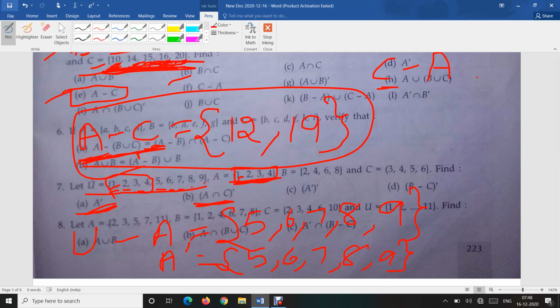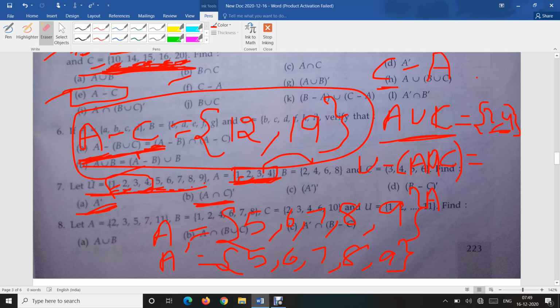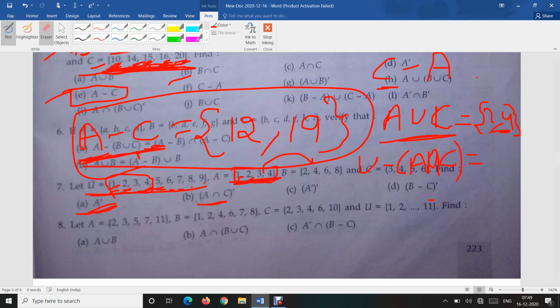Similarly, if you want to find A intersection C complement, then first of all you have to find A intersection C. That means common elements in set A and set C, and that will be equal to 2 and 4. Only 2 and 4. Now you have to subtract this A intersection C from the universal set. That means (A intersection C) complement is equal to universal set minus the A intersection C set. 2 and 4 are the common elements, so we will remove them. Now you are left with 1, 3, 5, 6, 7, 8 and 9. So this will be the answer for (A intersection C) complement.